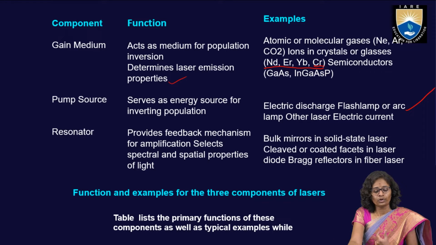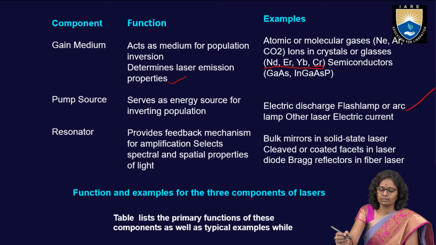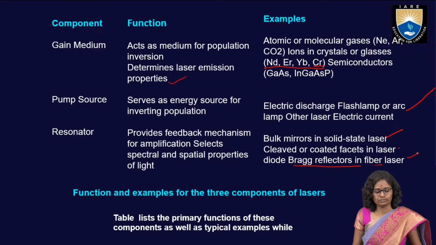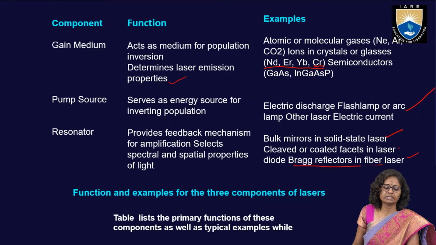Resonator. It provides a feedback mechanism for amplification and selects spectral and spatial properties of the light. For example, bulk mirrors in solid state lasers, cleaved or coated facets in diode lasers, Bragg reflectors in fiber lasers. These are the three components and their functions.